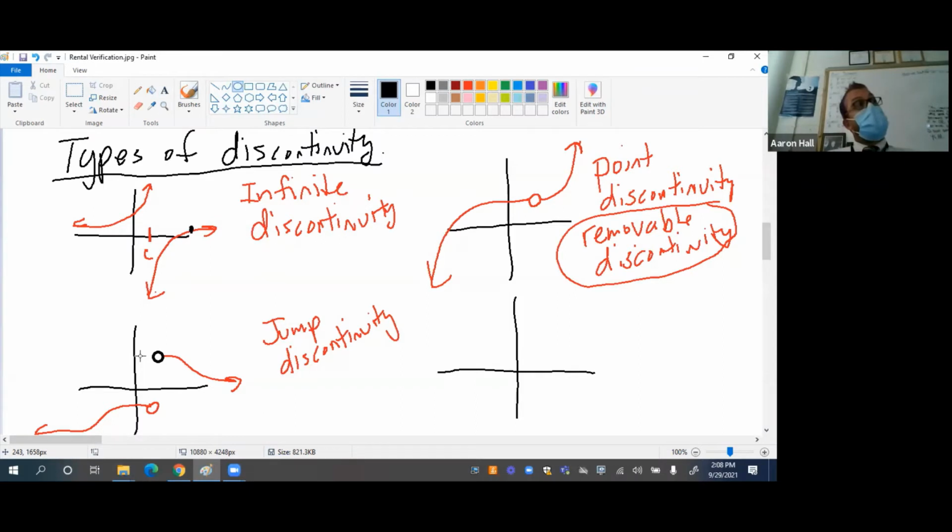With infinite discontinuity, it's stuck between two lines that go infinite both ways, and with a jump it has 2 points. How long would my line need to be if I decided to connect this point here to this point down here? Infinite. It'd have to be an infinite length to do that.